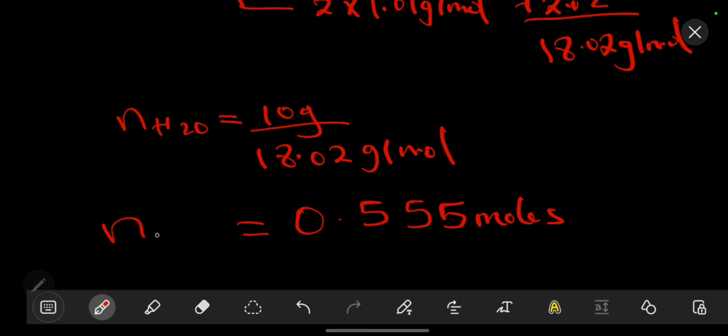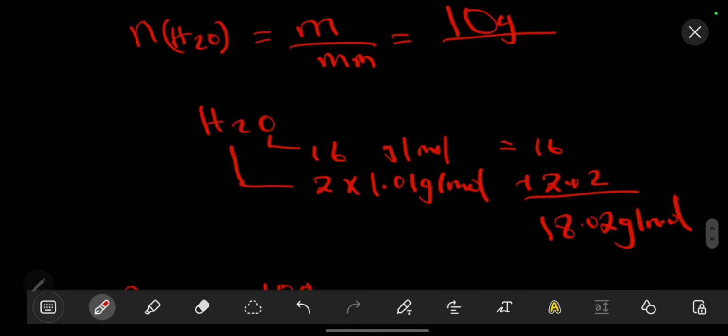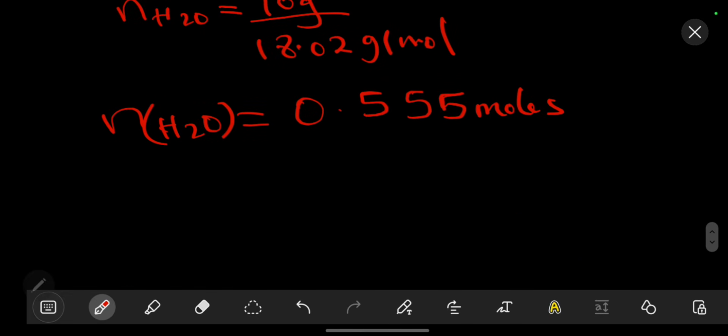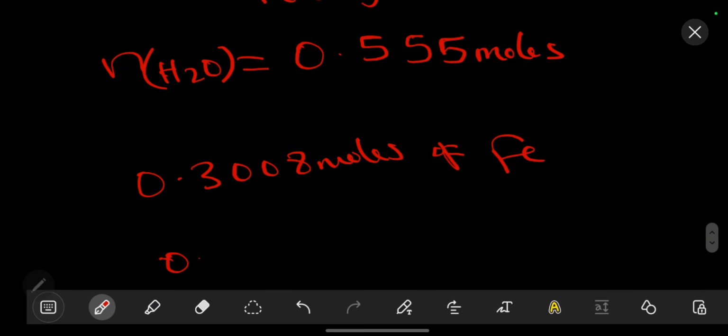So these are the number of moles of H2O that we have for such type of an equation. Now let's compare. What do we have? We have 0.3008 moles of our iron. The other one is giving us 0.555 moles of our water.